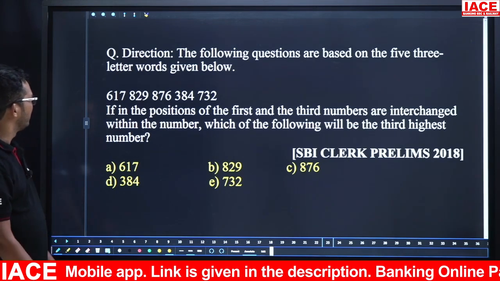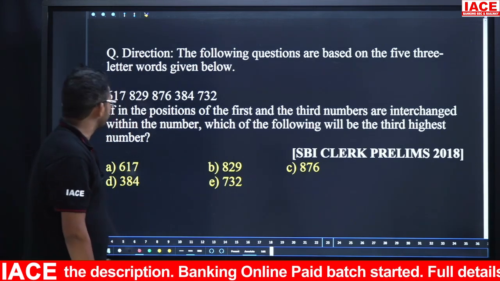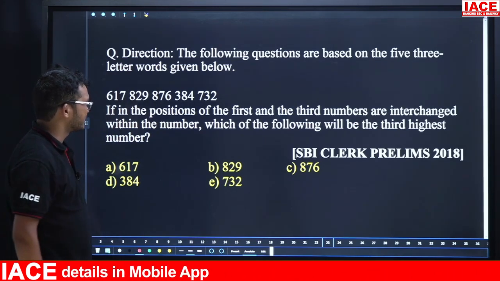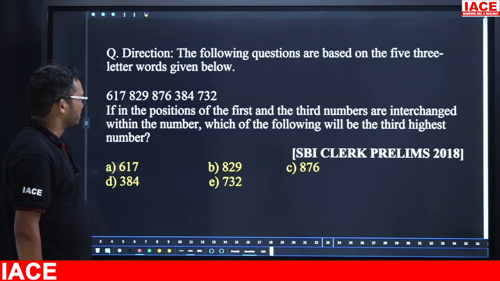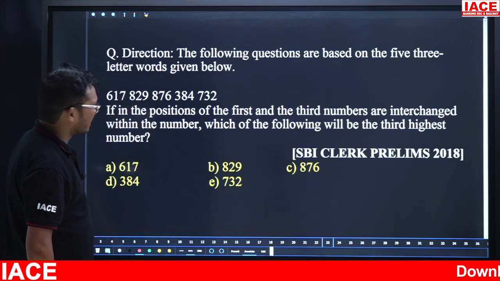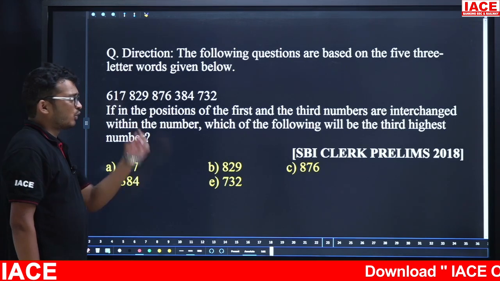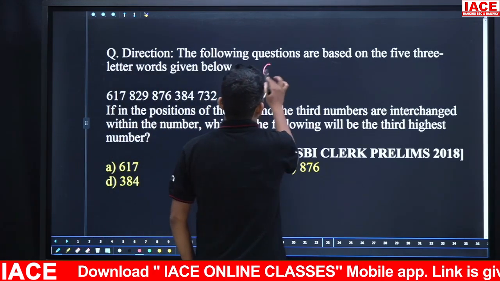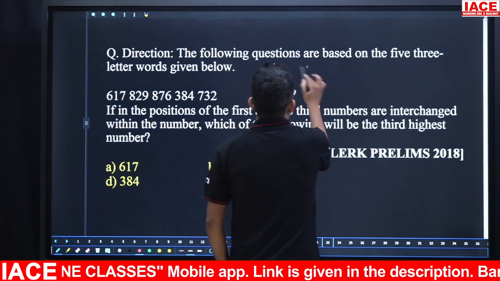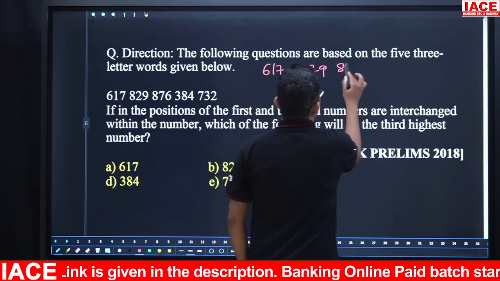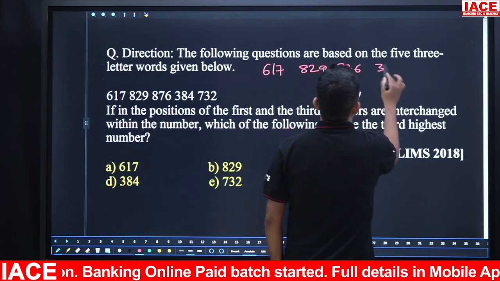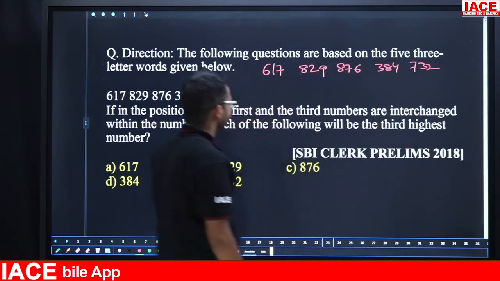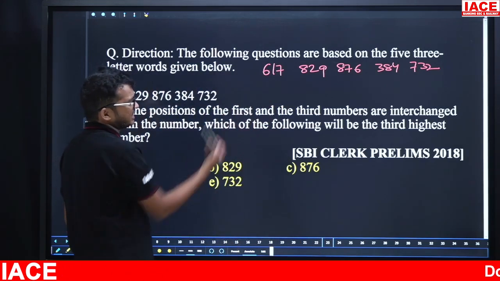Yes, time up. So here the given sequence is 617, 829, 876, 384, 732. If the positions of the first and third numbers are interchanged. Now we are going to interchange the first and third numbers. First take your given sequence: 617, next one is 829, 876, 384, and the next one is 732. The given condition is that the positions of the first and third are interchanged.